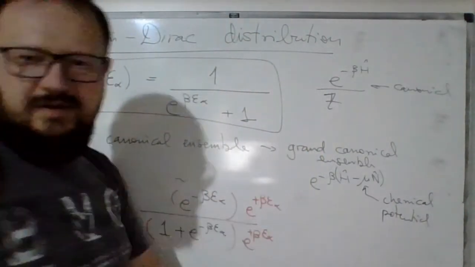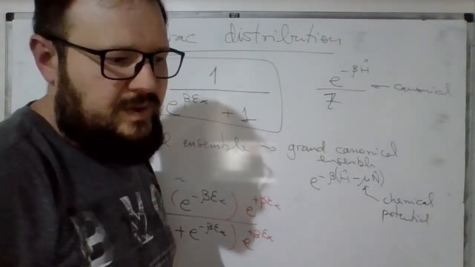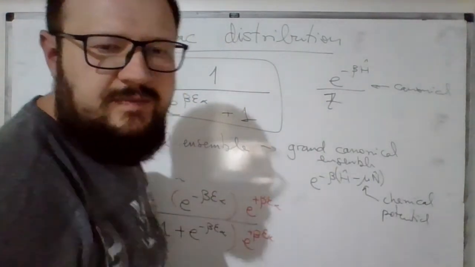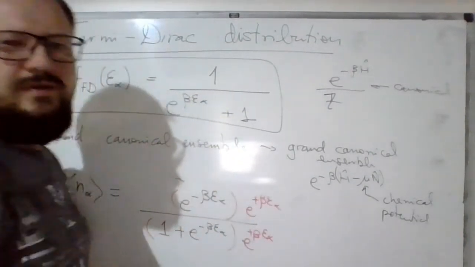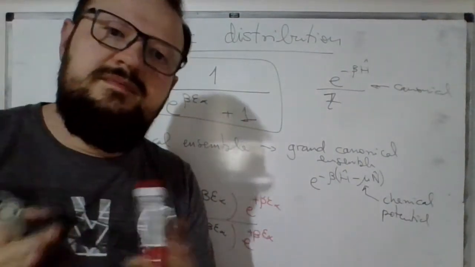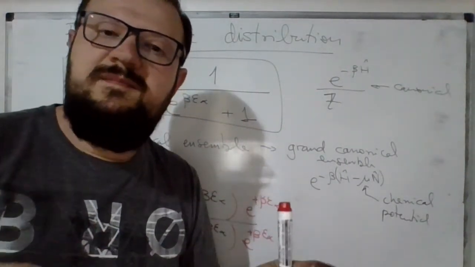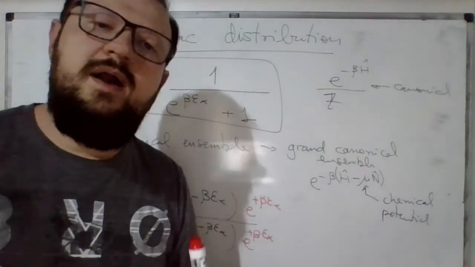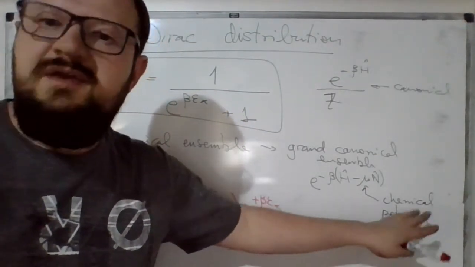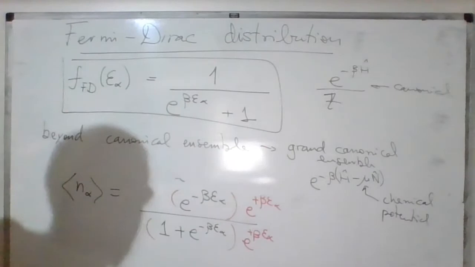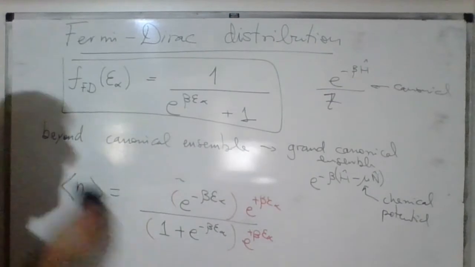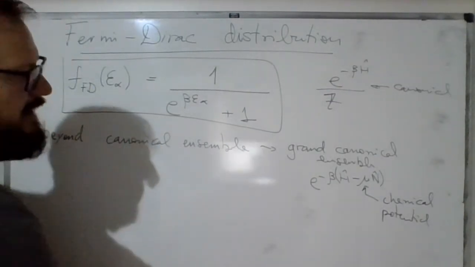The chemical potential is the energy necessary to take out or to put one more particle into the system. So how much the energy of the system varies if you remove one particle or if you insert one particle, the chemical potential is related to that. So if you go beyond the canonical ensemble, you define another ensemble which is called the grand canonical. You insert the chemical potential.